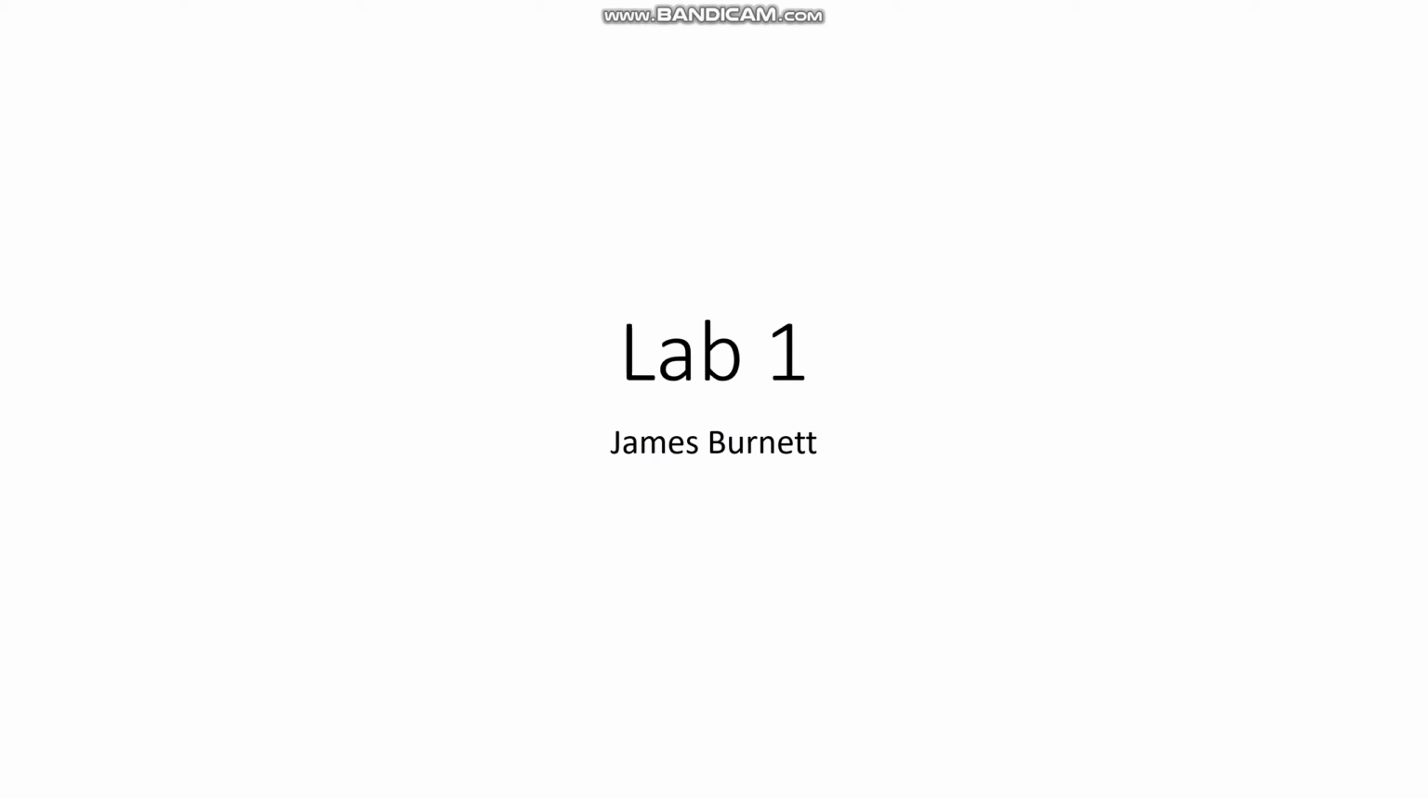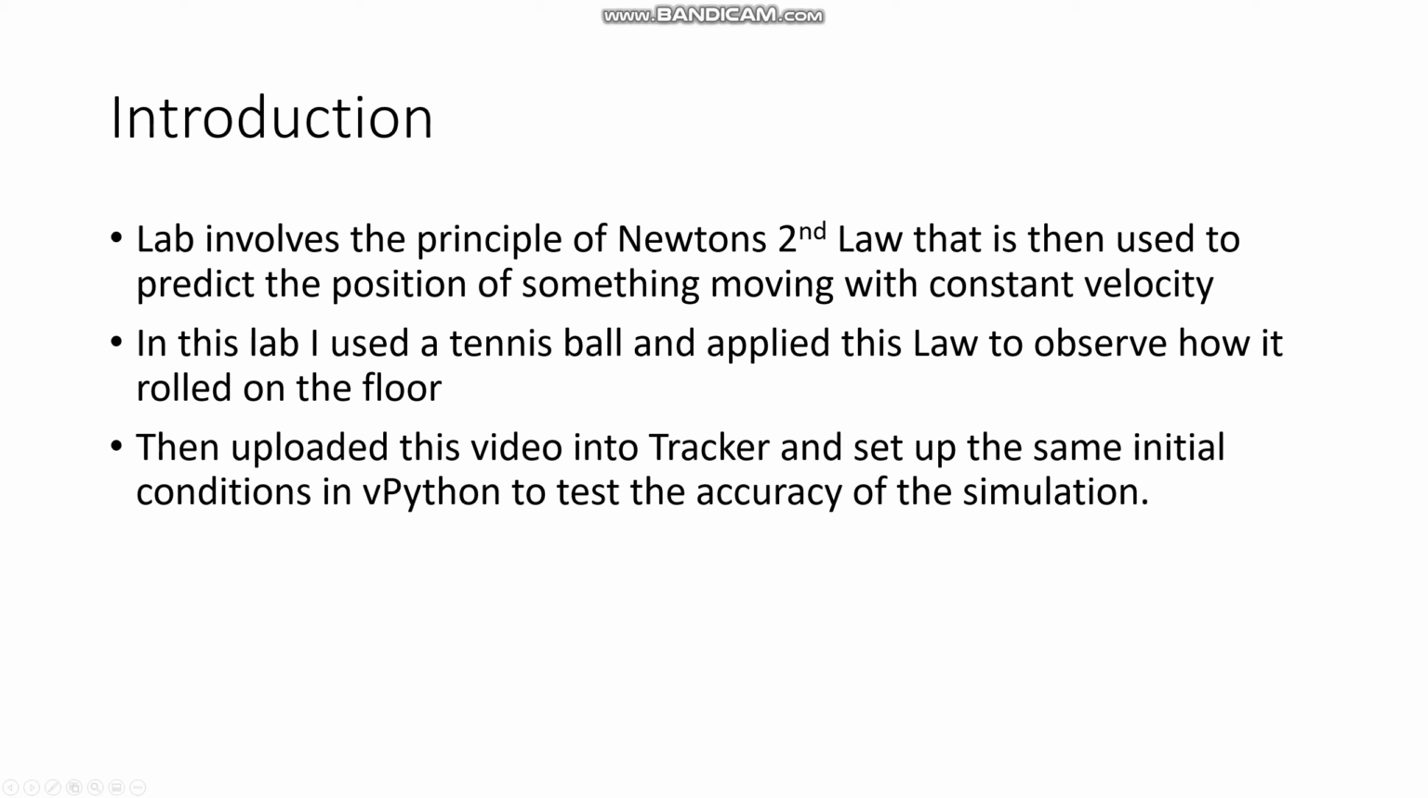Alright, this is Physics 2211, Lab 1, the analysis of an object in constant motion. This lab involves the application of Newton's second law, and we're going to use it to predict the position of something moving at constant velocity, or basically the sum of the forces being zero acting on an object, leading to no acceleration. In this lab, I used a tennis ball and applied Newton's second law to observe how it rolled on the floor once I tapped it initially to give it a little bit of momentum.